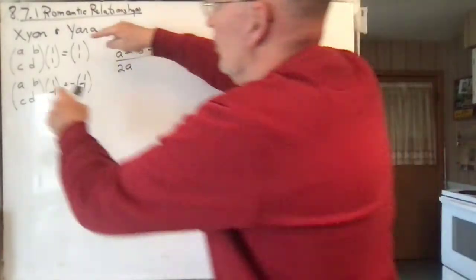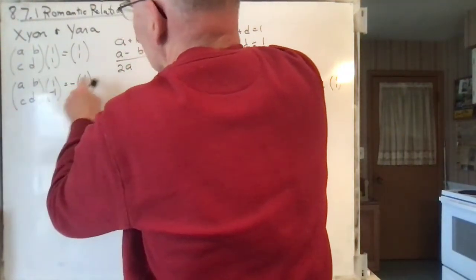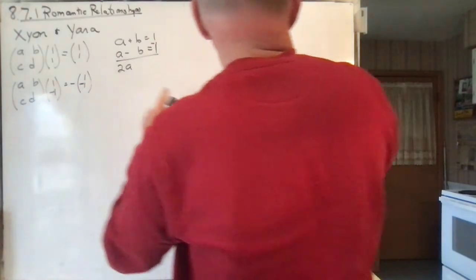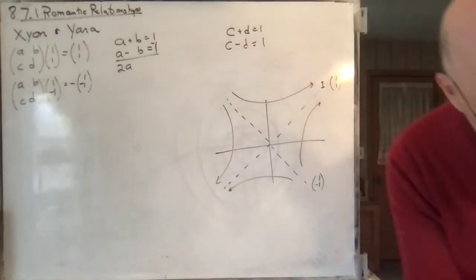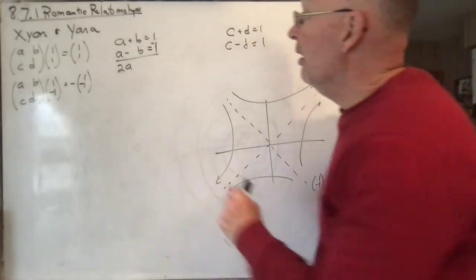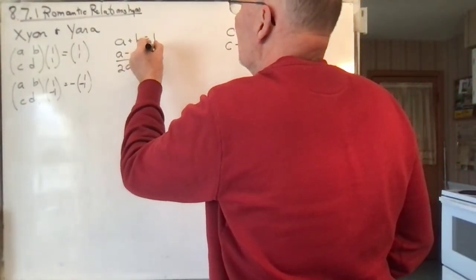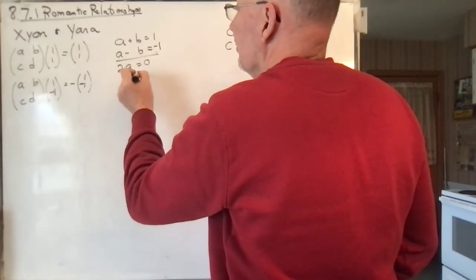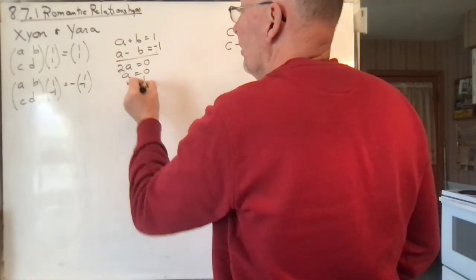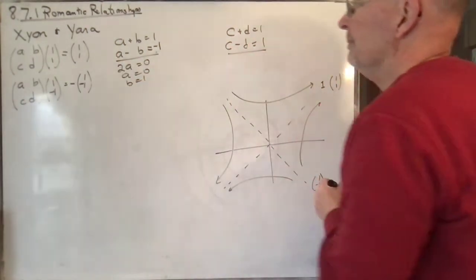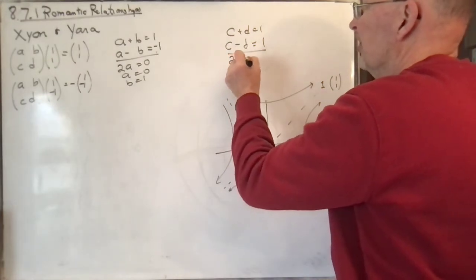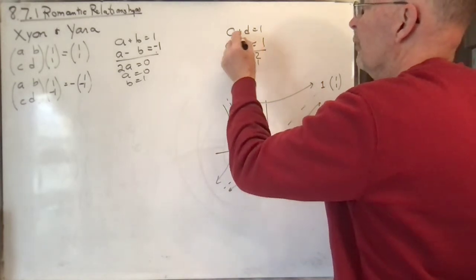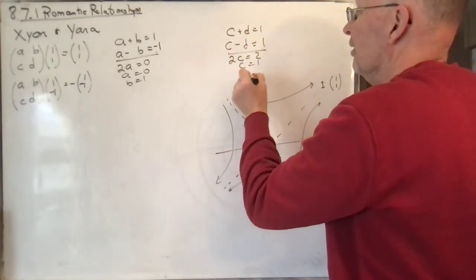So A plus B is 1. A minus B is equal to a negative 1. C plus D is 1. C minus D is also a 1. Okay, I think I've got them right now. Let's check it out. So this is a negative 1 right here. So I get 2A is equal to 0, which of course means A is equal to 0. If A is equal to 0, B's got to be 1. What's got to be true over here? Add these two together, I get 2C is equal to 2. C is equal to 1. And so if C is equal to 1, then D's got to be 0.